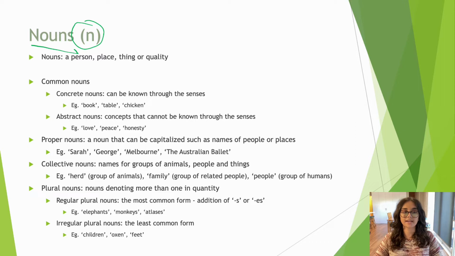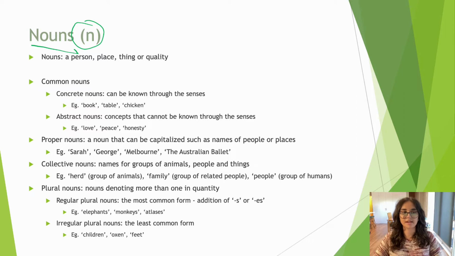Plural nouns are nouns denoting more than one in quantity. So just like you have singular and plural words in general, we have singular and plural nouns. So we have regular plural nouns, which is the most common form. We know that it's a regular plural noun because it has an S on the end or an ES. So elephants, monkeys, atlases. It goes from elephant, one elephant, to elephants, multiple elephants. Monkey to monkeys. So we're going from one to multiple.